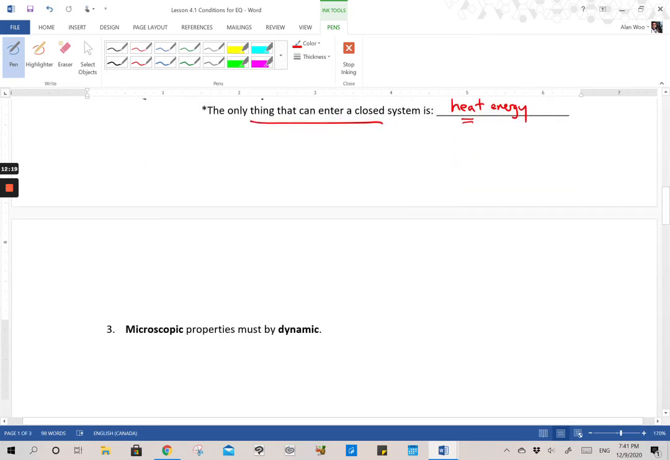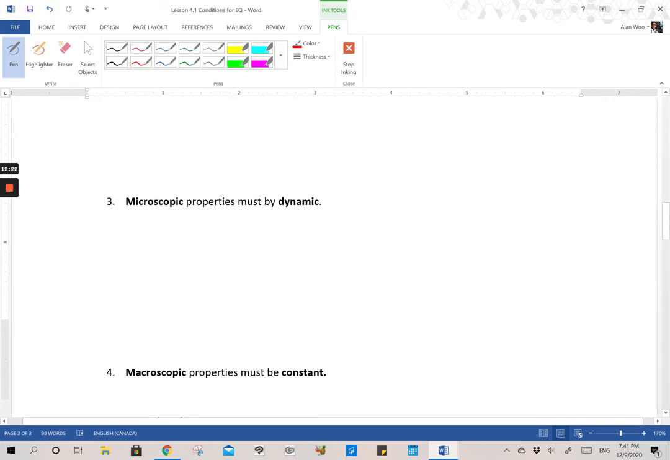Okay, so let's move on to our third condition. Okay, third condition is called microscopic properties must be dynamic. Okay, meaning all the molecules and atoms must constantly be moving. So all atoms and molecules, which are normally microscopic, must constantly be moving.